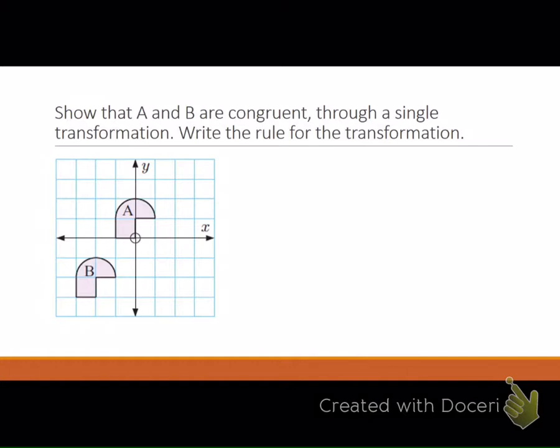All right, so show that A and B are congruent through a single transformation. Write the rule for the transformation. So we need to map A onto B. Madison, what transformation would map A onto B? Translation. Can you tell me the rule for that translation? X minus 2, y minus 3. So let's see if she is right. So you said x minus 2, y minus 3.